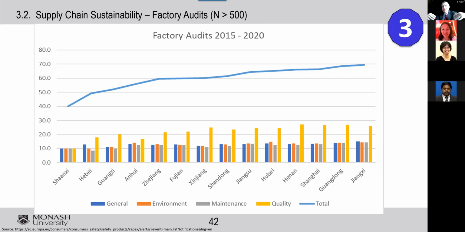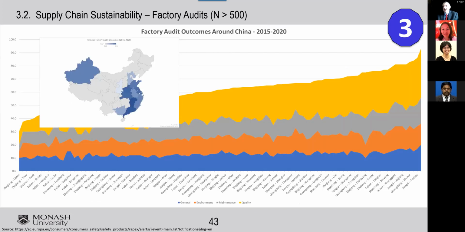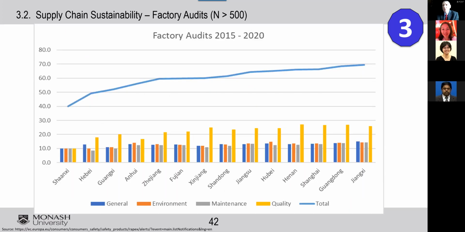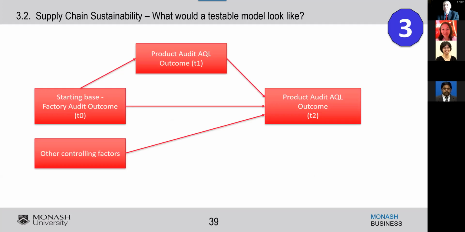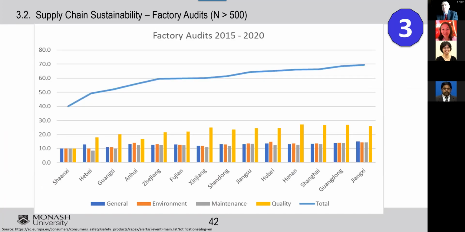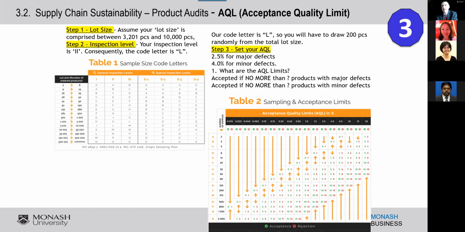But I'm taking this further. Remember, we're in the theoretical testing for publication stage. This is something I can use in getting my foot in the door and talking to industry, of course. So we're doing two things here. Now, moving this to the publication stage, we want to combine that with product audits. Remember the framework: I've just shown you the starting base of the factory audit outcome on your far left, but now we want to get the dependent variable, that is the product audit AQL outcome. Does a good factory audit lead to a better product audit outcome?